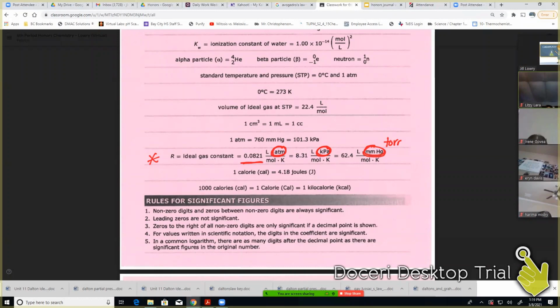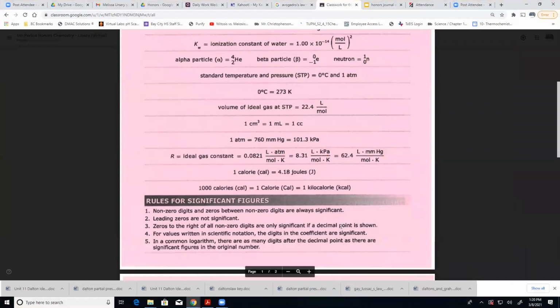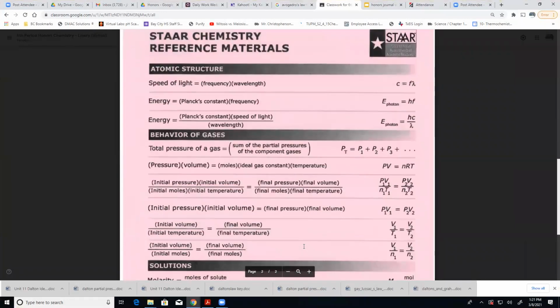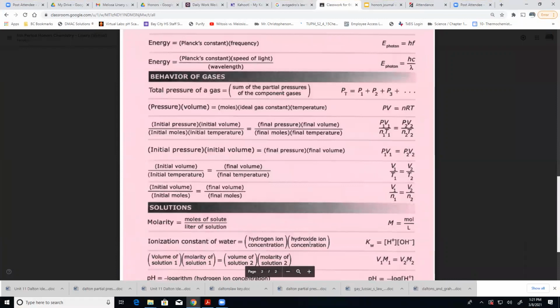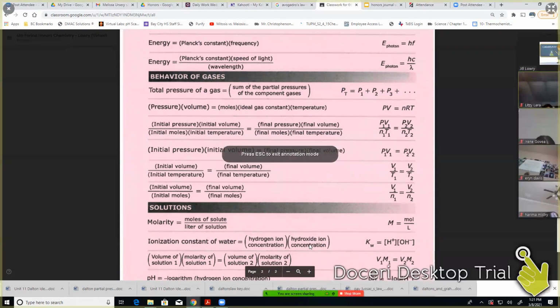If you're trying to find pressure, if that's your unknown, then you would want to use your 0.0821 because it's the most common one. And that means that when you found your pressure, your units would be in atmospheres. So we'll be referring to that. If you look on the other side of the paper, then you can mark your ideal gas law. It's under behavior of gases. It's right here. That's your ideal gas law if you want to mark it. PV is equal to nRT.